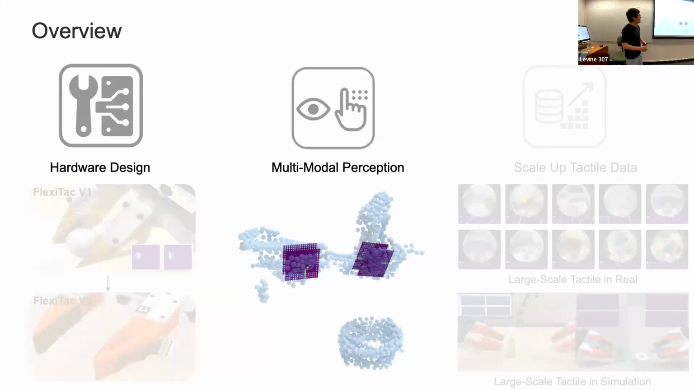The second point is that vision and touch are very distinct in nature, because vision can provide very global information, but touch is very local. So how we use these two different modalities, and how we make the policy condition on both modalities, could be another important topic.